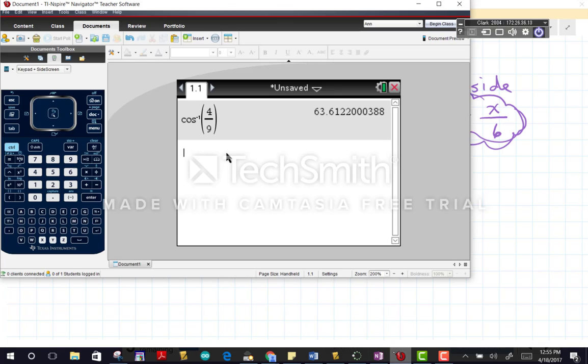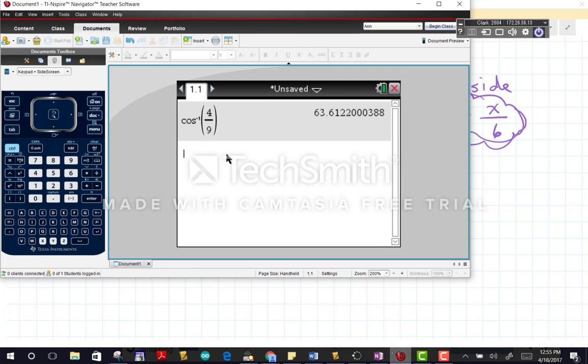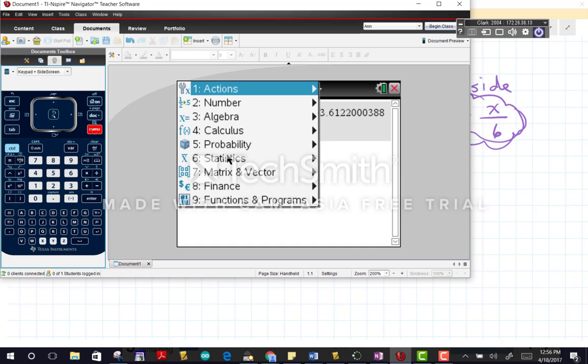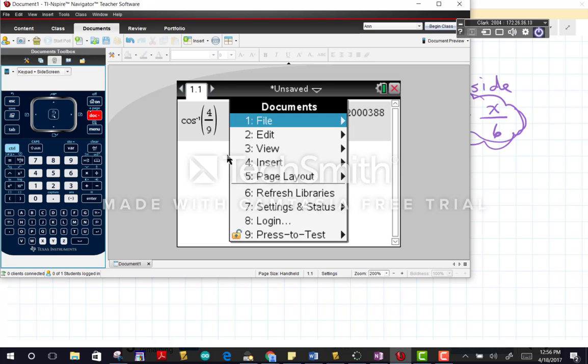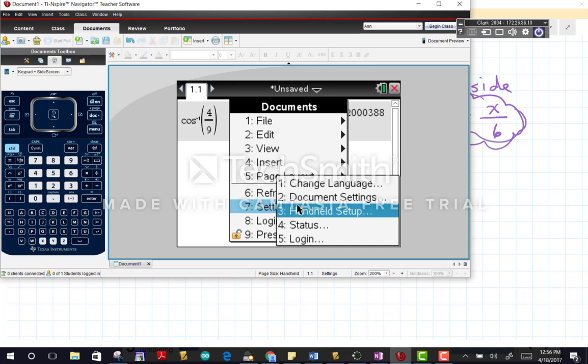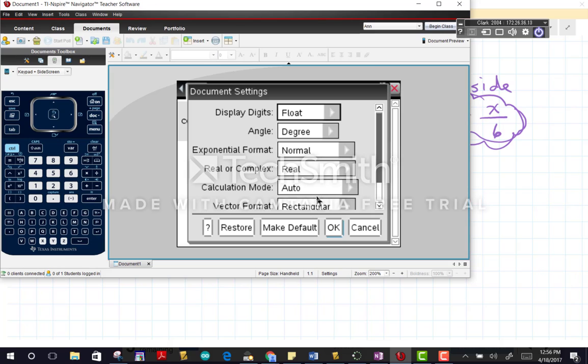Okay? When I go to my calculator, I need to be very aware that right now the pre-calc classes are working in radian measure. And so they are almost always going to change the settings on my calculator to radians. You guys are dealing with degrees. So really the first thing you should do when you go to the calculator is you should go to menu, nope, sorry, I do that wrong every time. You should go to documents, number 7, settings, number 2, document settings.